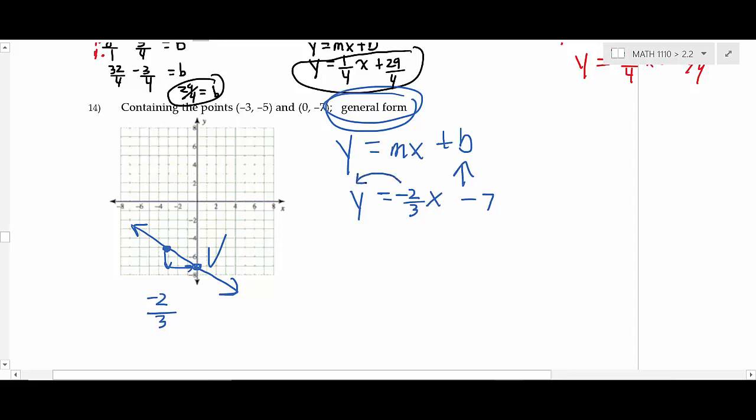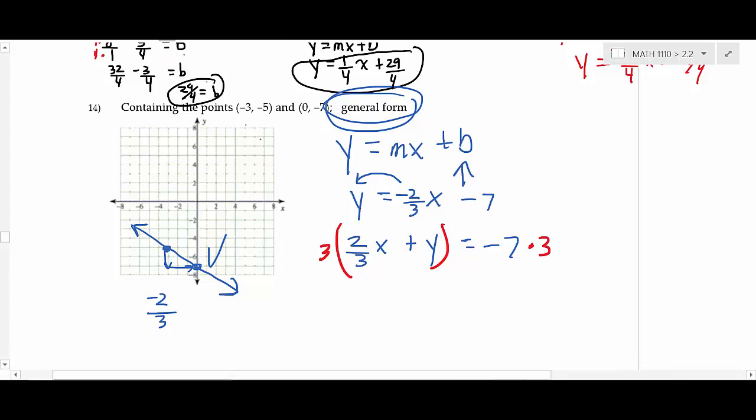So what you would do is just move that there. So you would have 2/3 x plus y is equal to -7. Okay, now that's not done because general form, we just don't want any fractions. If we can handle that, and we can in this case. How do you get rid of the fractions? Multiply both sides by 3.